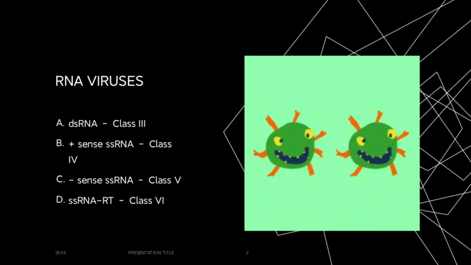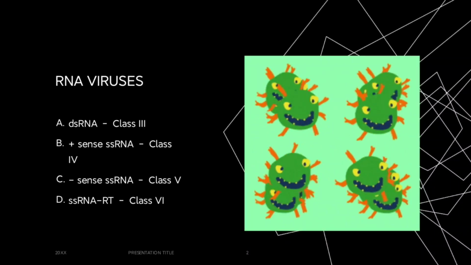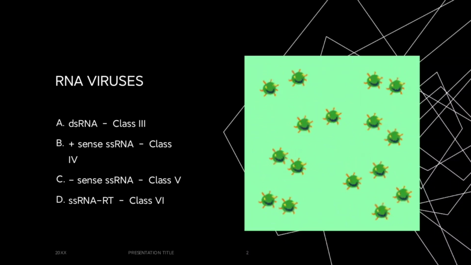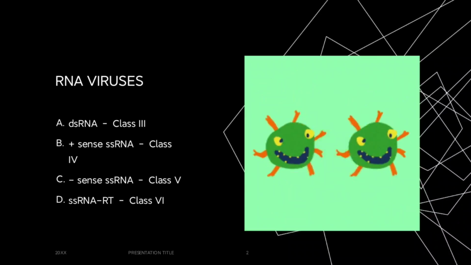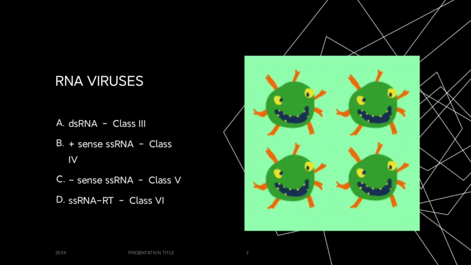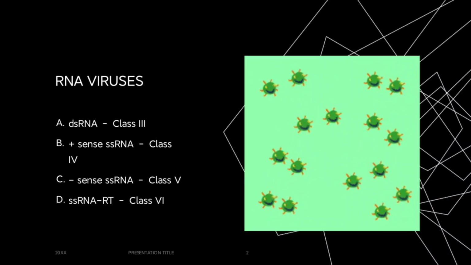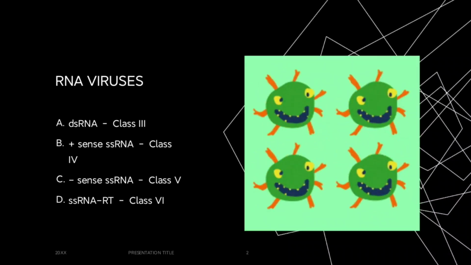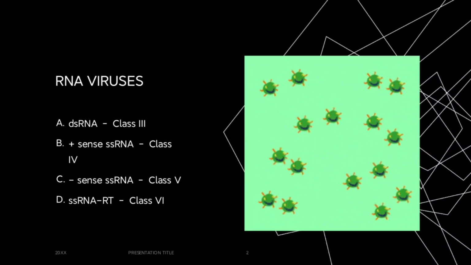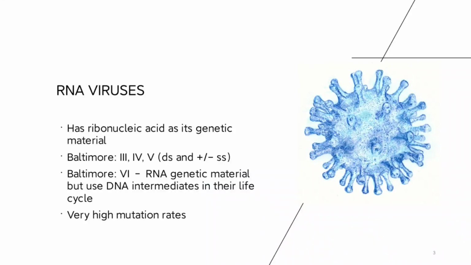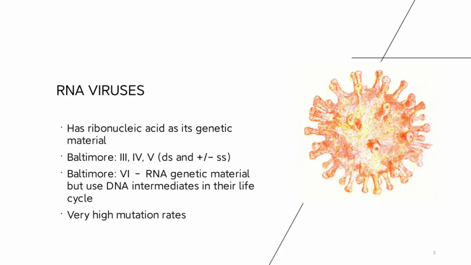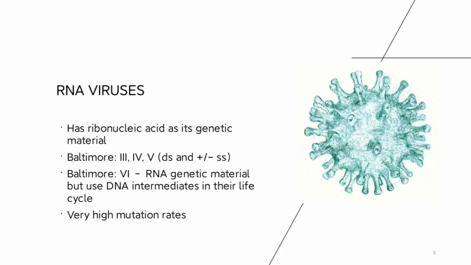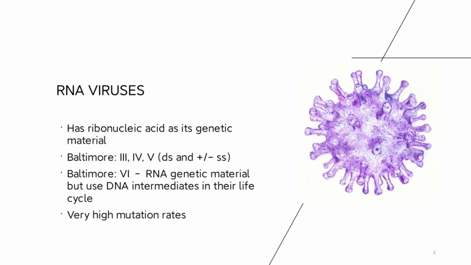So first one, we have the class 3, the double-stranded RNA, class 4, positive sense single-stranded RNA, class 5, negative sense single-stranded RNA, and lastly, the class 6 single-stranded RNA reverse transcriptase. So first, we briefly describe muna what are RNA viruses.